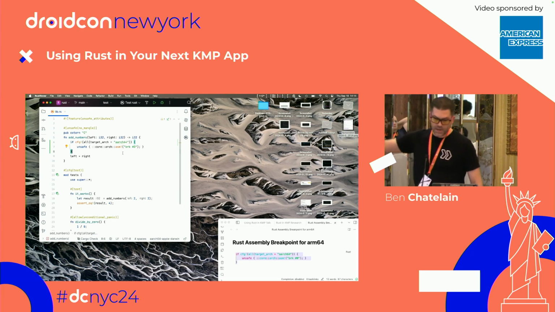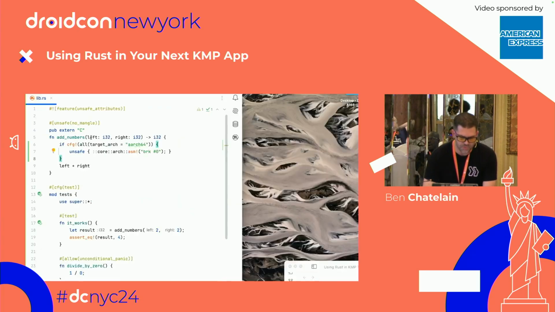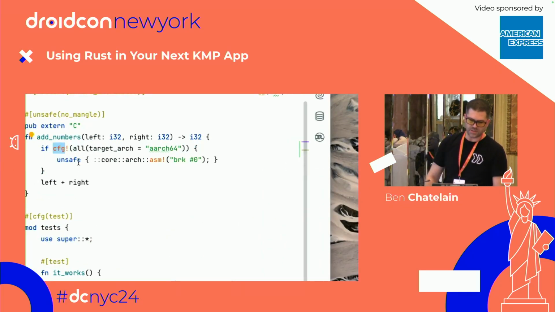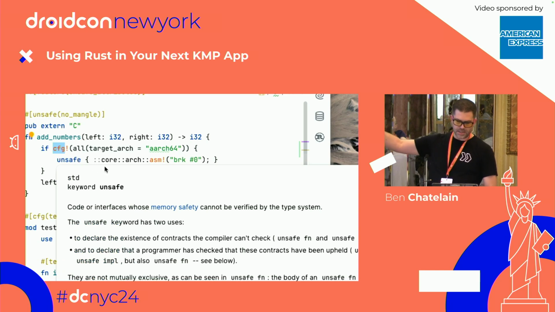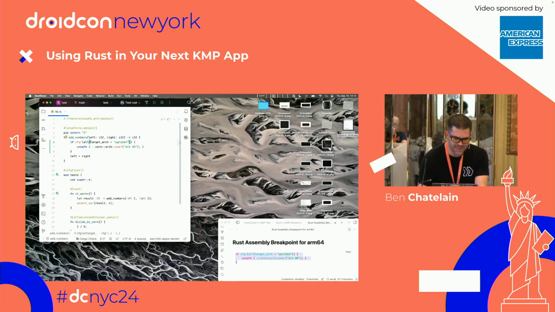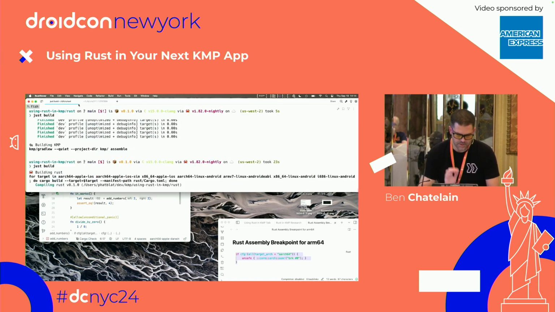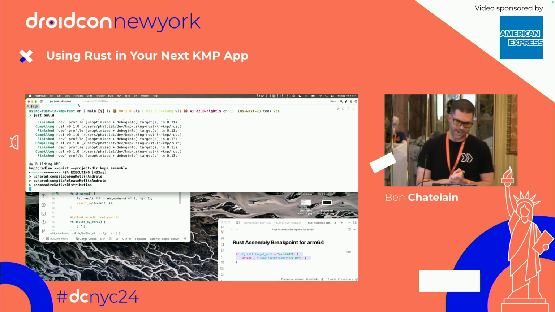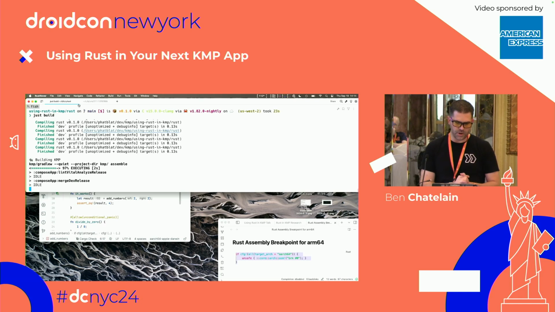Okay, so what I just put in here is a Rust configuration: if the target architecture is AArch64. And the reason for that is I'm inserting some assembly, which is brk #0, and that's not correct assembly for other architectures. And once again, I'm doing unsafe because Rust is like, I don't know what you're doing, man. Okay, so let me build this, and we'll see if it works.